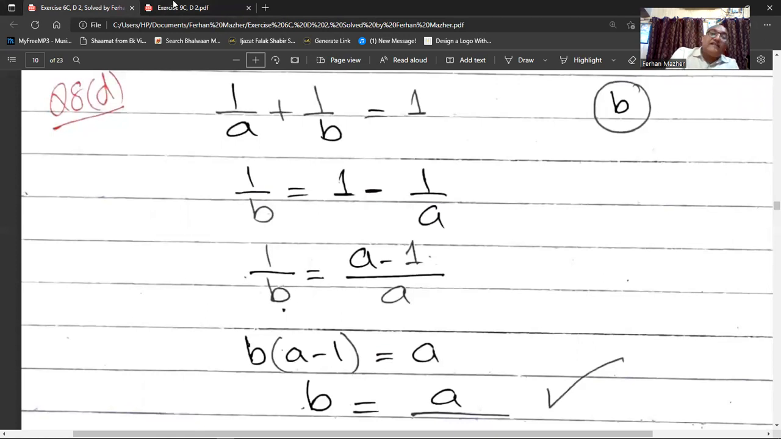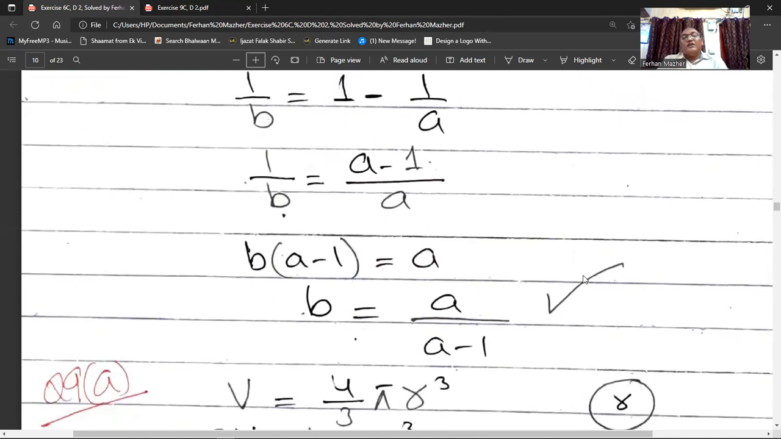So here I will take the LCM. The denominator here is 1. This denominator is A. The LCM of them is A. So when I divide LCM with this denominator, which is 1, you will get A. So A will multiply with the numerator. So it will come A minus. When the LCM will divide with this denominator, you will get 1. 1 multiplied by the 1, that is 1. So now I will cross multiply. So it will be B bracket A minus 1 equals to A. So the B will be equals to A divided by A minus 1. So that is it. Okay.